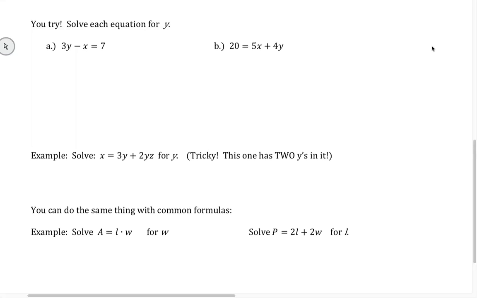All right, I want you guys to try and solve these two equations for y.